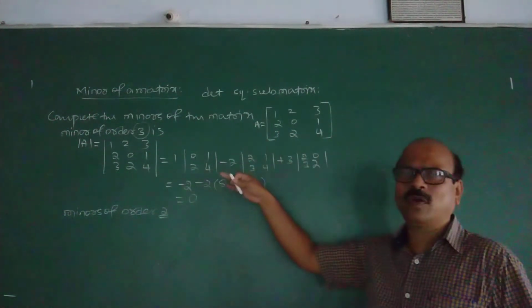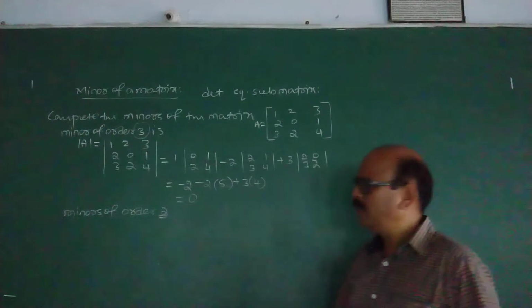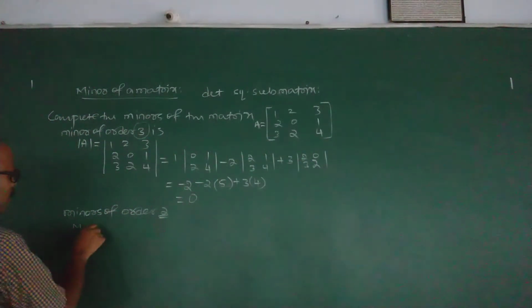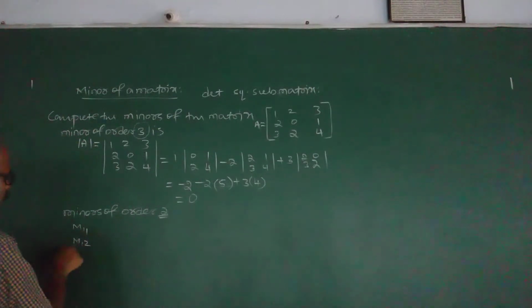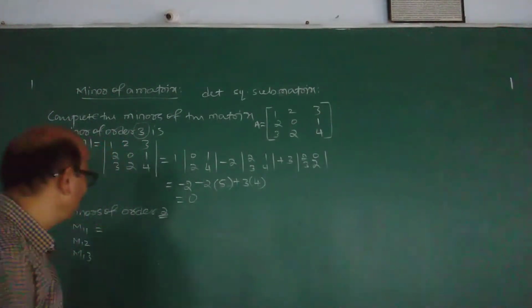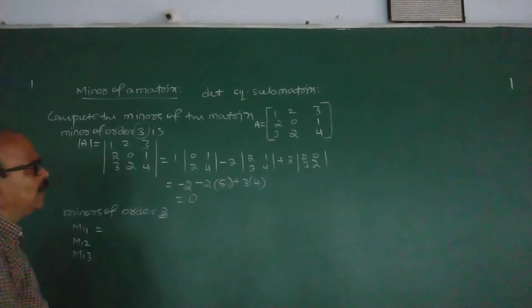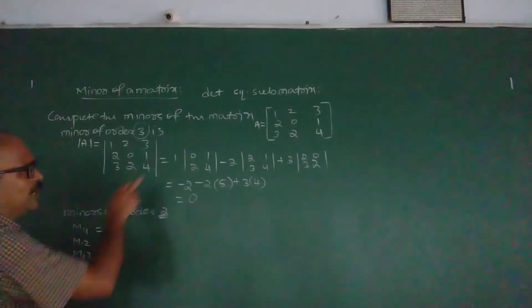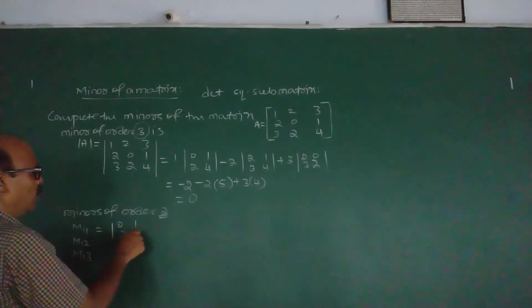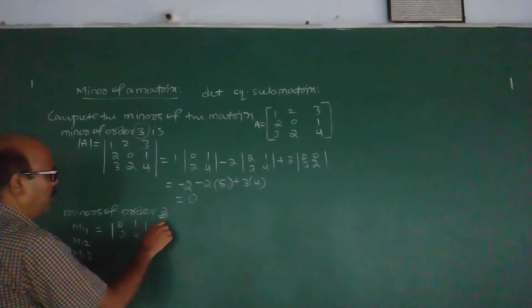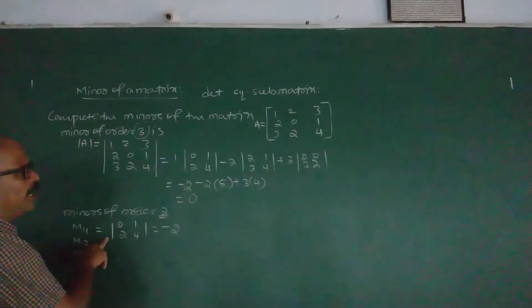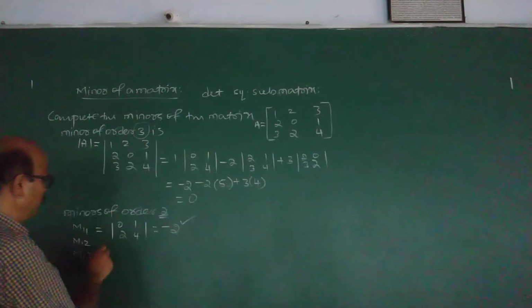All the minors of order 2 I have to write. I take this first as M11, then M12, M13 and so on. This is not a standard notation; for convenience I have taken this. M11 means leave first row, first column. What do you get? 0, 1, 2, 4. This is minus 2. So one second order minor is minus 2.